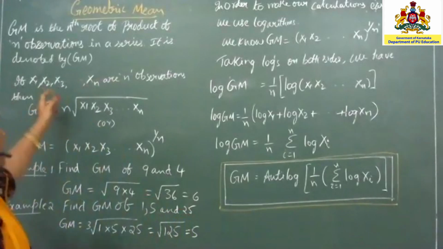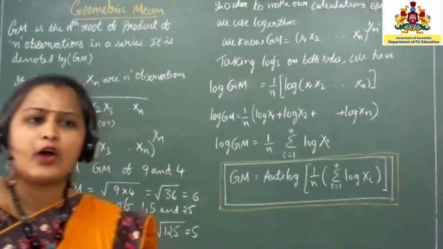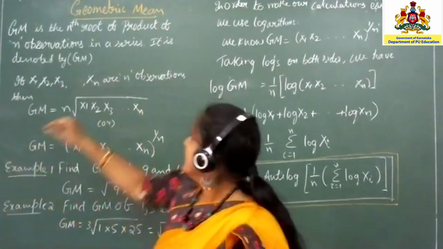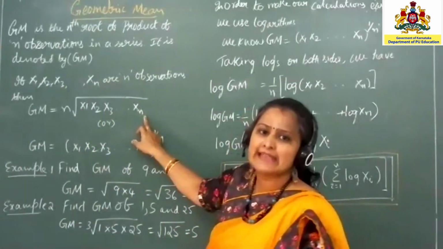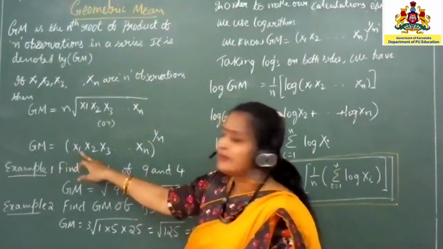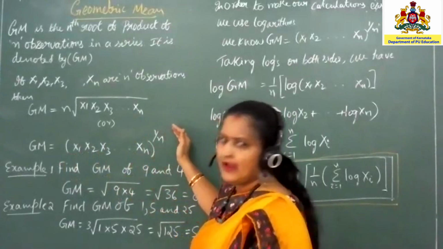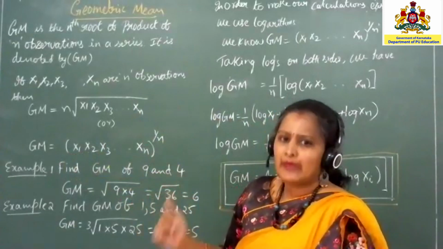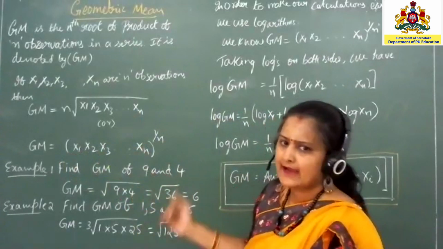Here x1, x2, x3 and so on up to xn are n observations. Then the formula for the geometric mean is the nth root of x1, x2, x3 and so on xn, or geometric mean is equal to (x1 into x2 into x3 and so on xn) to the power of 1 by n. This is the general formula for geometric mean. We can clearly find out with an example what exactly it means.